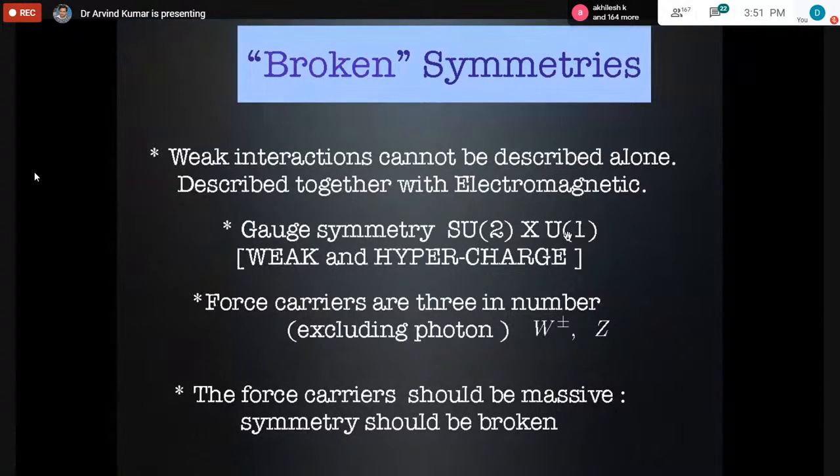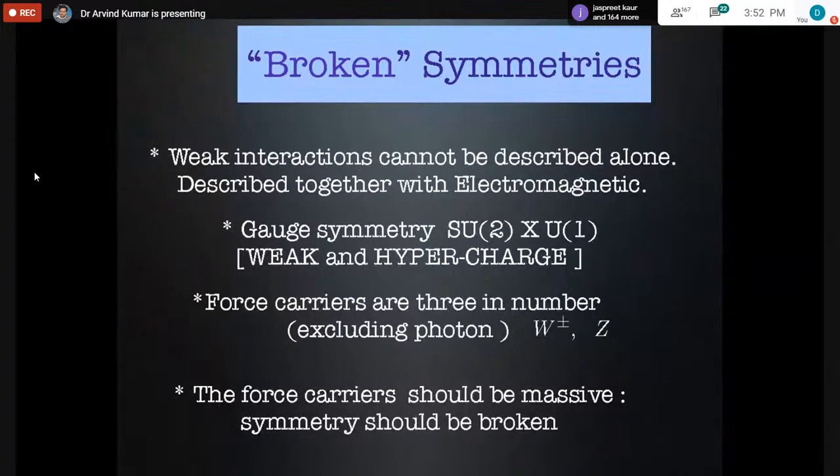The force carriers of this theory are W plus, W minus and the Z boson, and they should be massive because the range is very, very small, and the symmetry should be broken. It seems that the symmetries are really being conserved, because if you look at all the weak interaction decays, all the data, you see all the symmetries to be conserved in the weak decays. But the force carriers should be massive. How do you manage these two together?